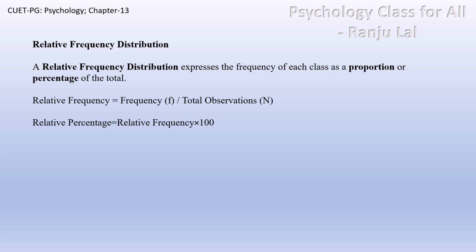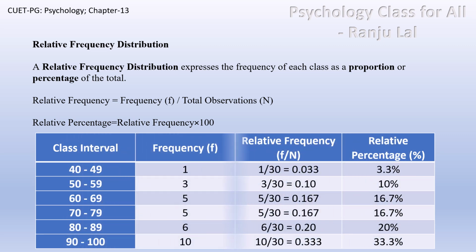Now about relative frequency distribution. A relative frequency distribution expresses the frequency of each class as a proportion or percentage of the total. Now we learn to construct a relative frequency distribution. The formula for relative frequency is frequency divided by total observations. The formula for relative percentage is relative frequency into 100.